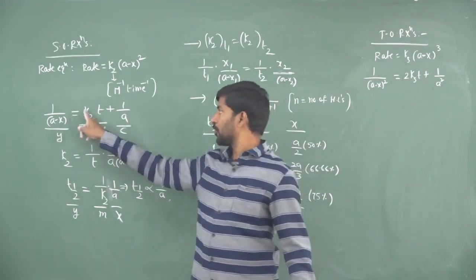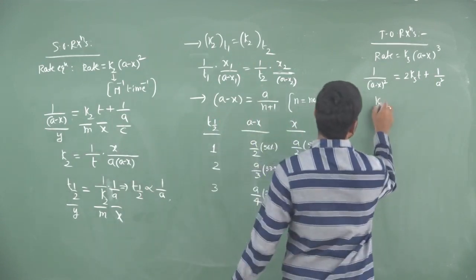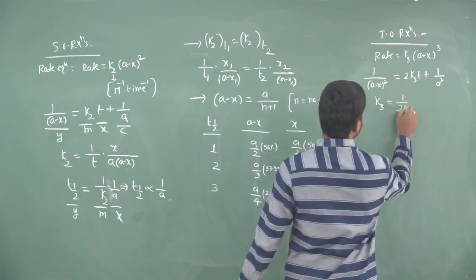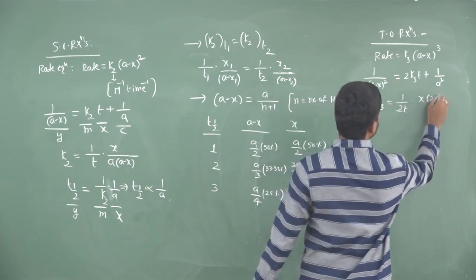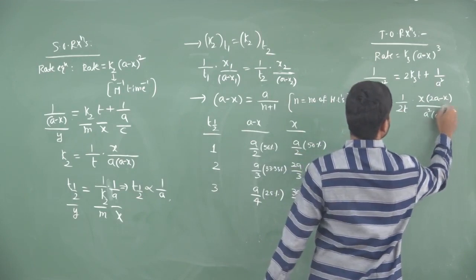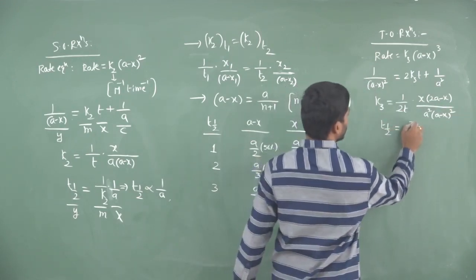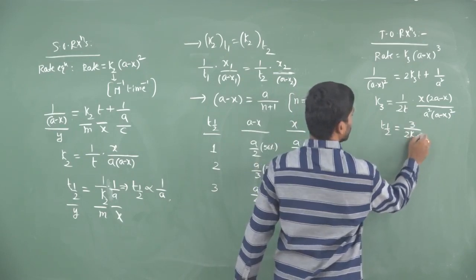The K3 equation, the rate constant, is 1 by 2t into x into (2a minus x) by a square into (a minus x) whole square. And lastly, the expression for t half is 3 by 2 K3 a square.